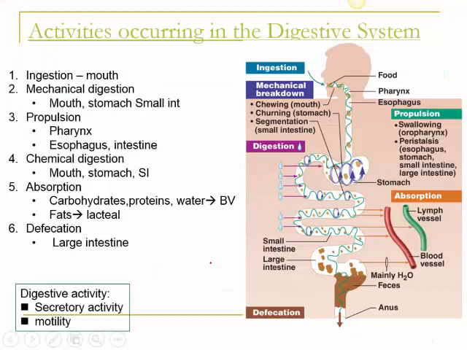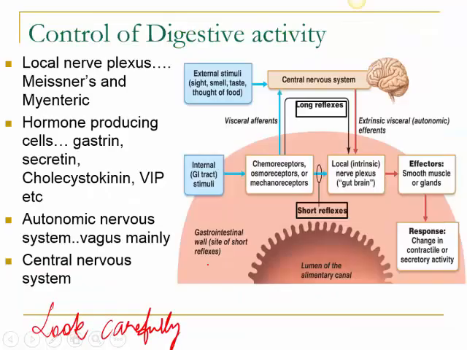So now we look at each of these in turn. So let's see the control. First of all, why does it take longer for certain foods to break down than others? Is it because of the chemicals in the food?